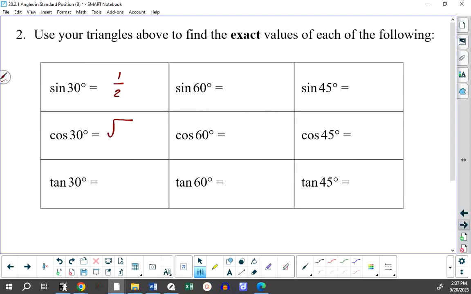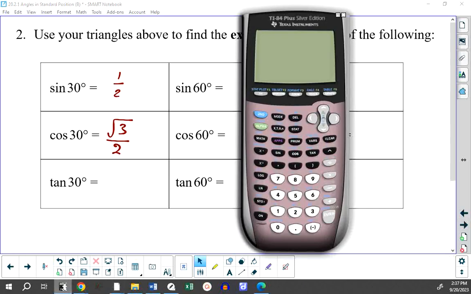Do me a favor, take your calculator, figure out the square root of 3 divided by 2. You have to close the brackets on the square root. Or if you're like me, old school, I go equals, divided by 2, equals that number. What's the cosine of 30? That number. They're the same.